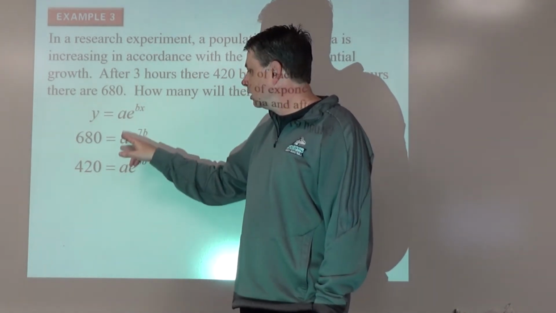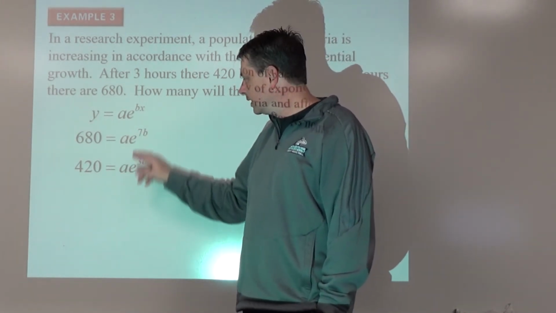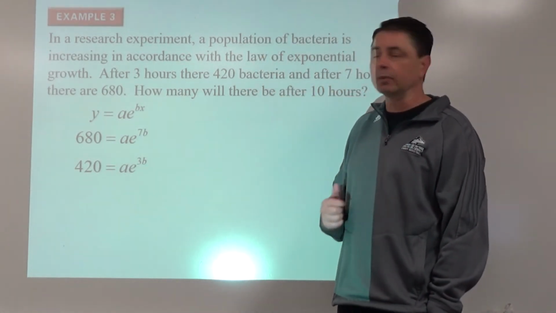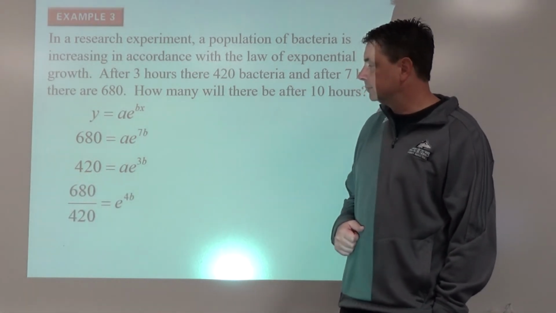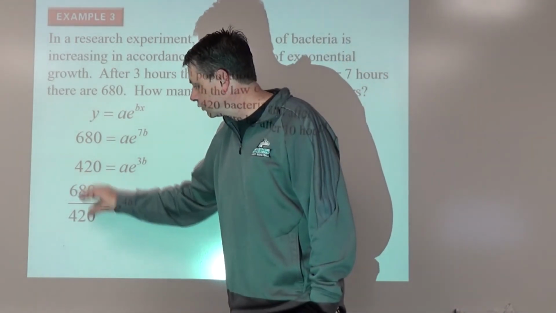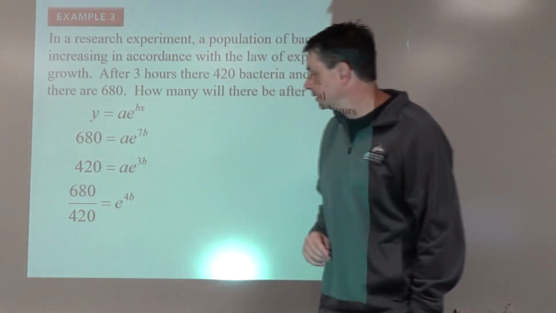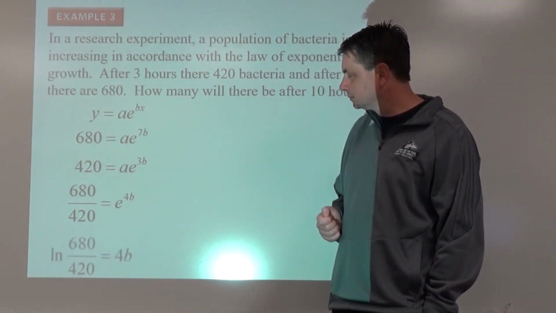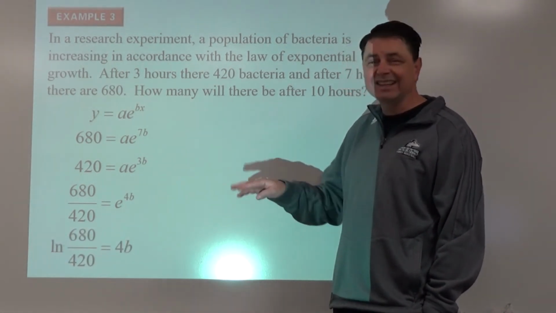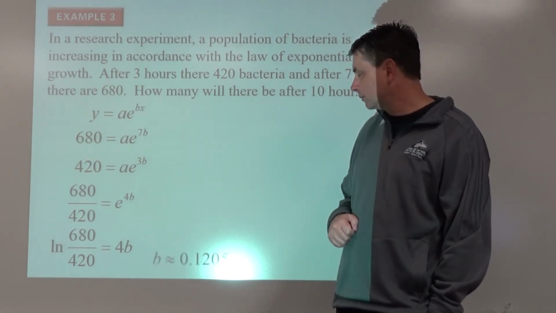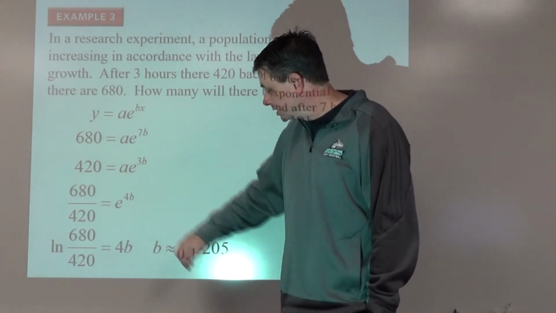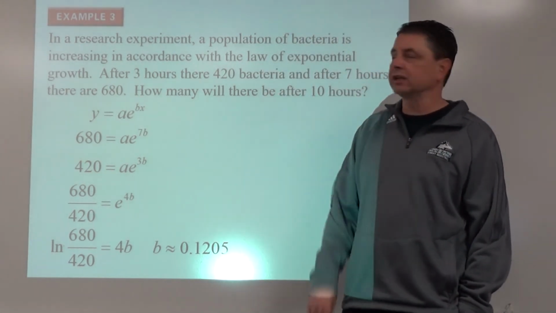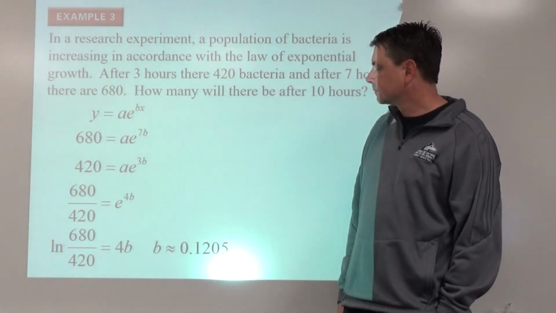If we do so, over on the right, the a's cancel, and e to the 7b divided by e to the 3b, which observes the exponent properties that we know, is e to the 4b. If you felt like canceling and reducing, you could, but it's not really necessary. Now we're going to rewrite this as a natural log, and then take that result and divide by 4. Again, 4 significant digits: b is about 0.1205.